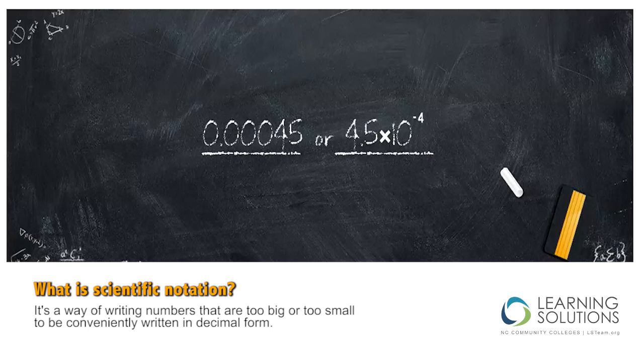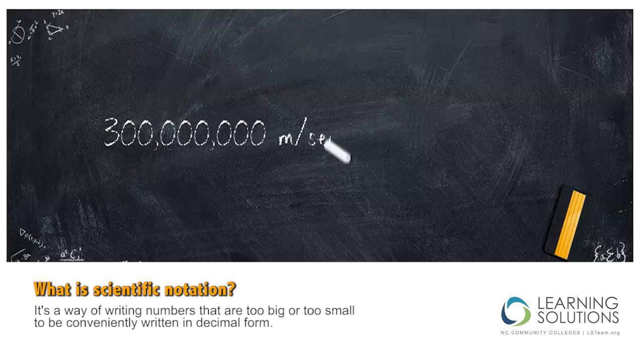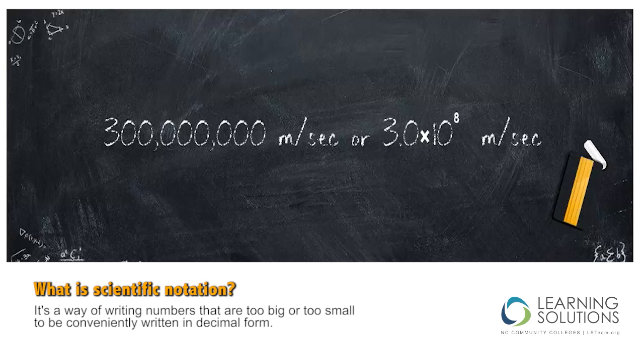Representing a number in scientific notation doesn't change the value of the number, just the way it looks when it's written out. For example, the speed of light is 300 million meters per second. But we can also show the speed of light as 3.0 times 10 to the power of 8 meters per second. It's the same value either way.